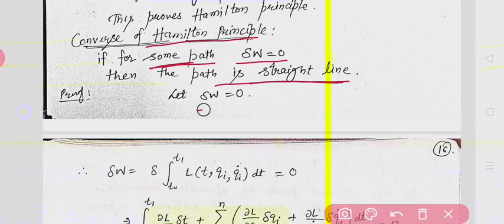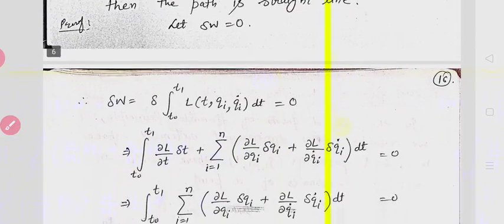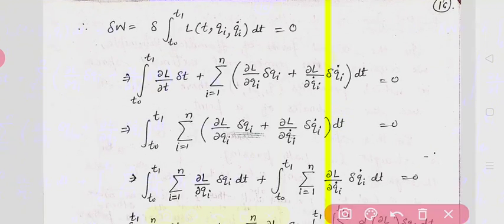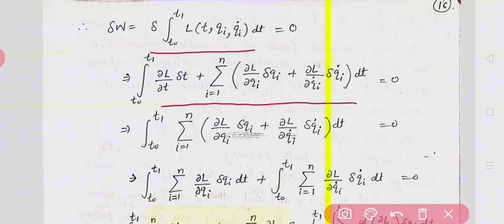So I take that delta of W is equal to 0. What was the W? W was the integral from t0 to t1 of L dt, where q_i is a function of t and alpha. As we did before, you have to take ∂L/∂t delta t plus the summation, i varying from 1 to n, of ∂L/∂q_i delta q_i plus ∂L/∂q̇_i delta q̇_i, that is equal to 0. For the variation of the function, t is fixed, therefore delta of t is 0. So that part is removed, and we are left with this one.